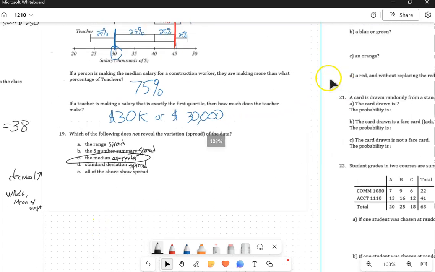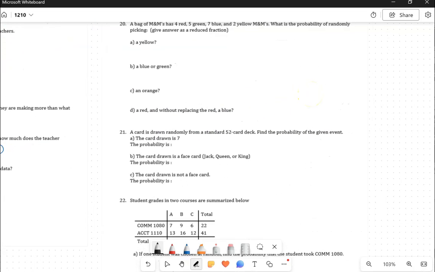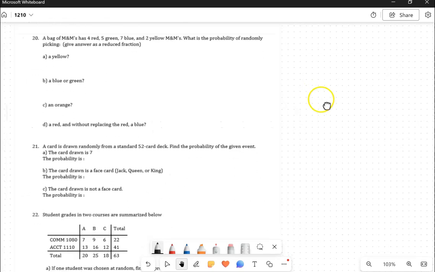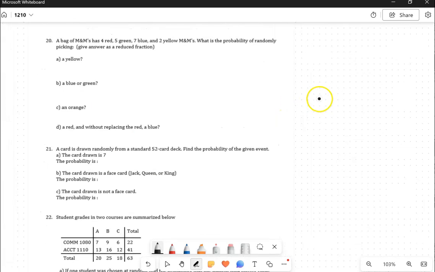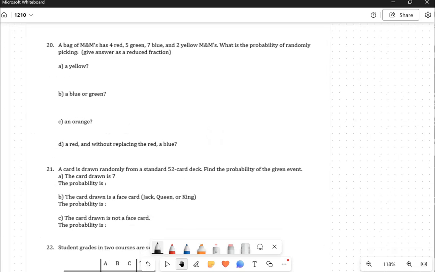All right, I believe we are now into probability, right at 3. Okay, good. Probability time.